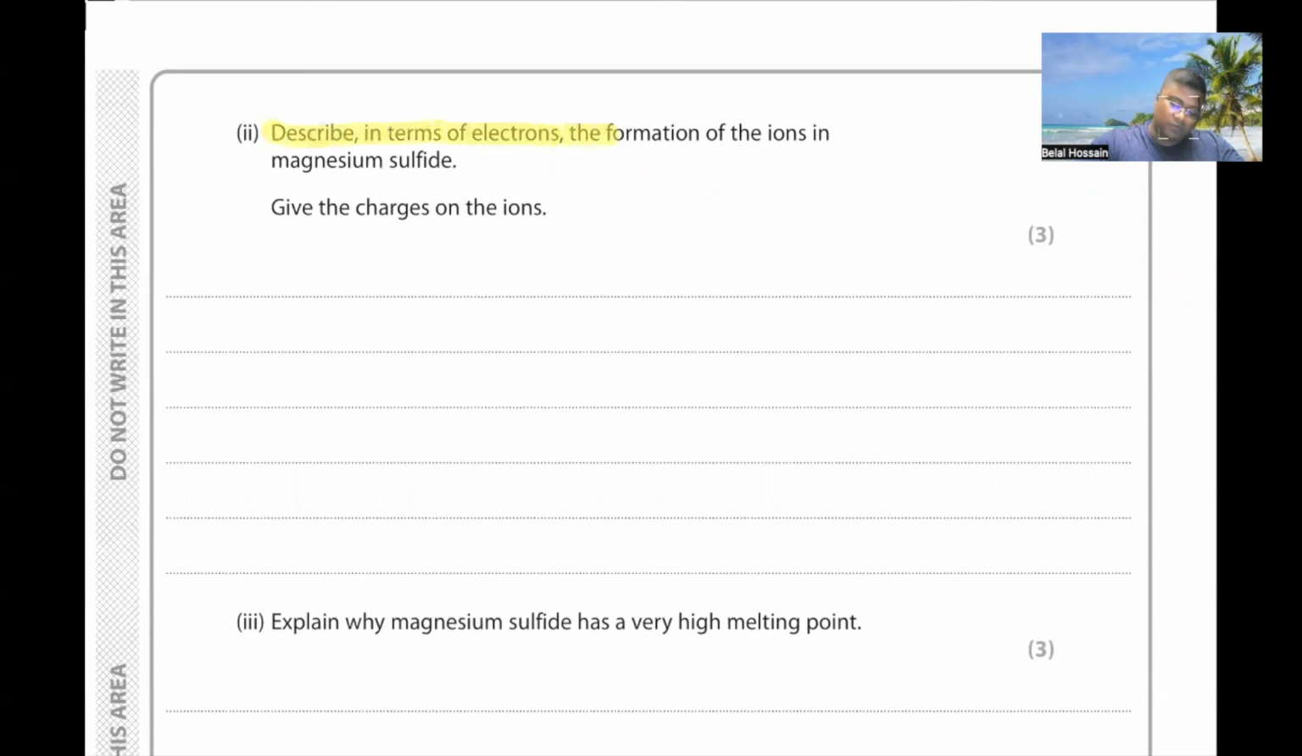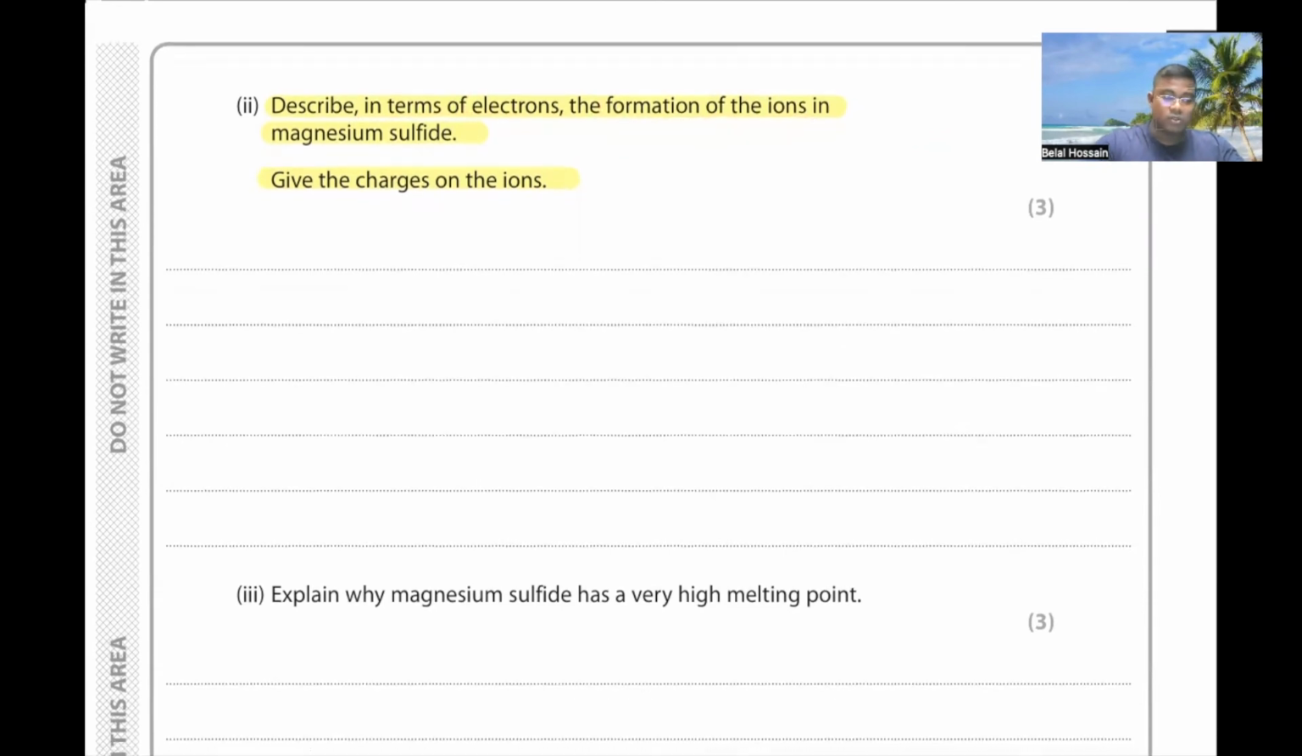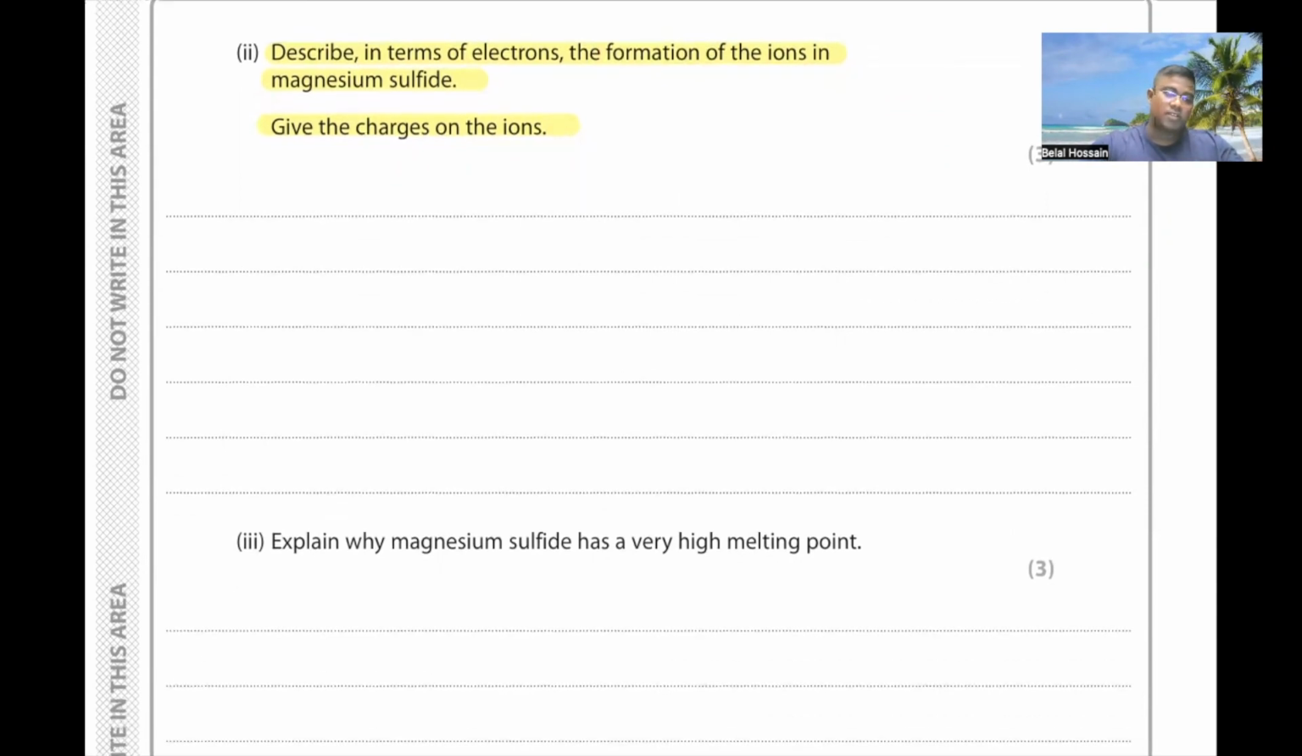Describe, in terms of electrons, the formation of ions in magnesium sulfide. Give the charges on the ions. So we have to describe in terms of electron transfer the formation of ions. In the case of magnesium sulfide, magnesium is a metal, so the metal loses 2 electrons, and the sulfur atom gains 2 electrons to form magnesium sulfide. So the charge of the magnesium becomes +2, and the charge on the sulfide becomes -2.